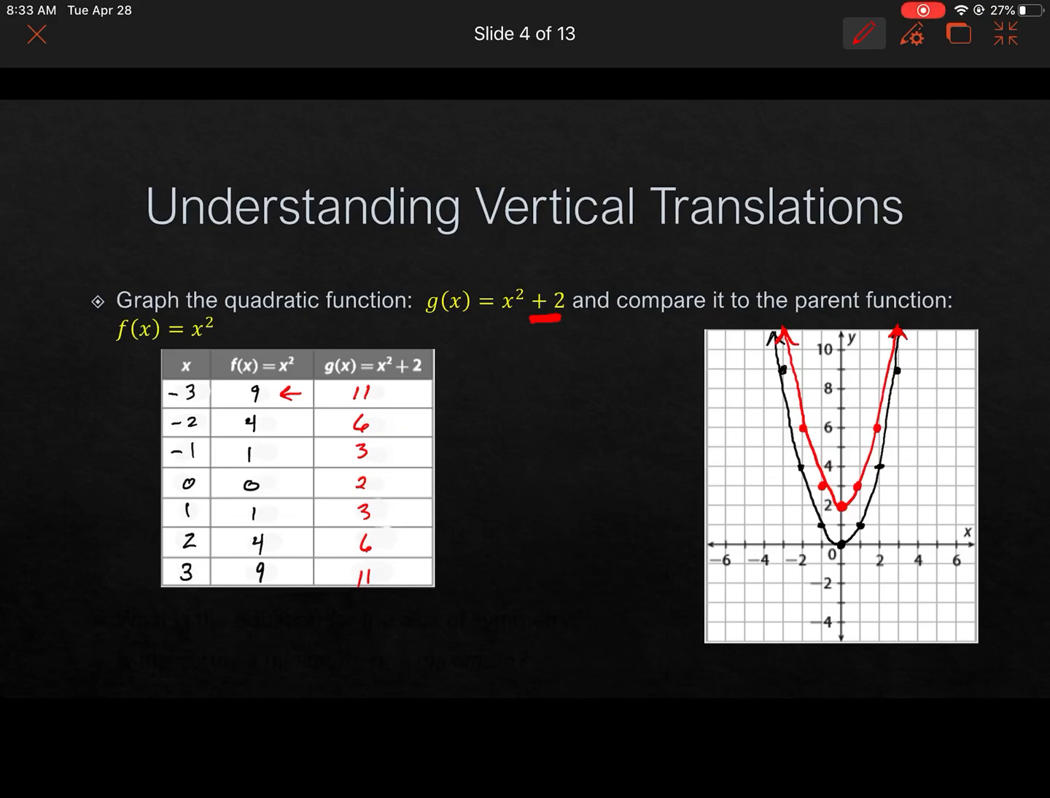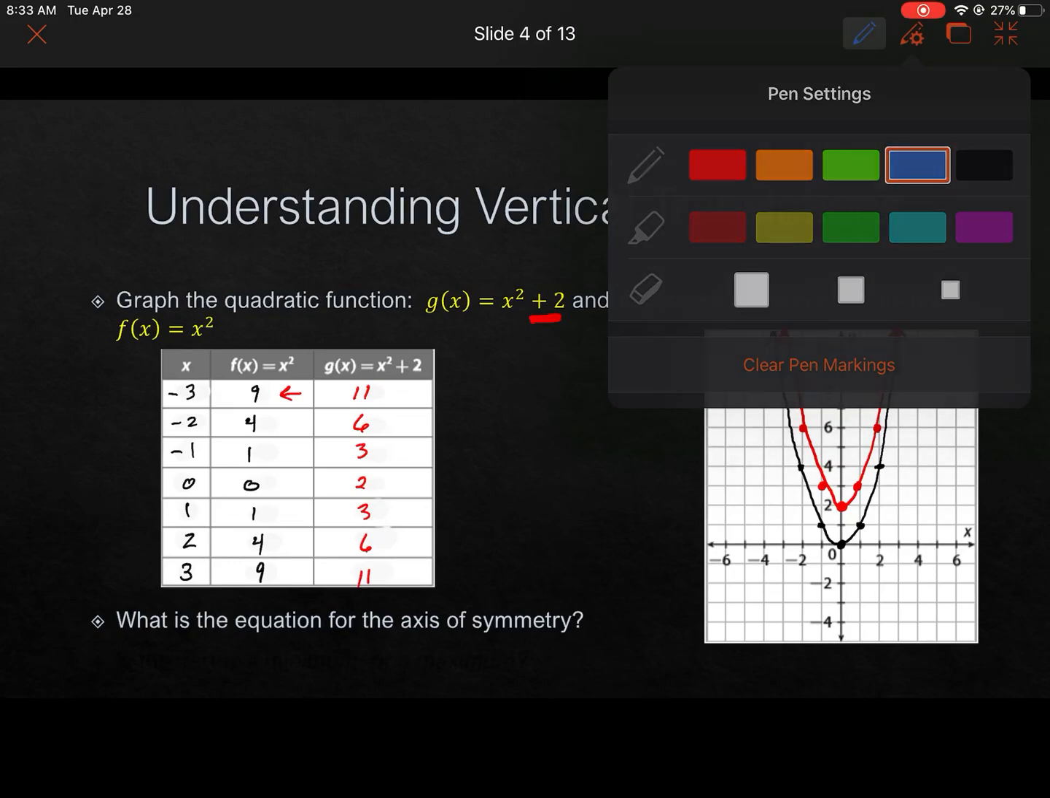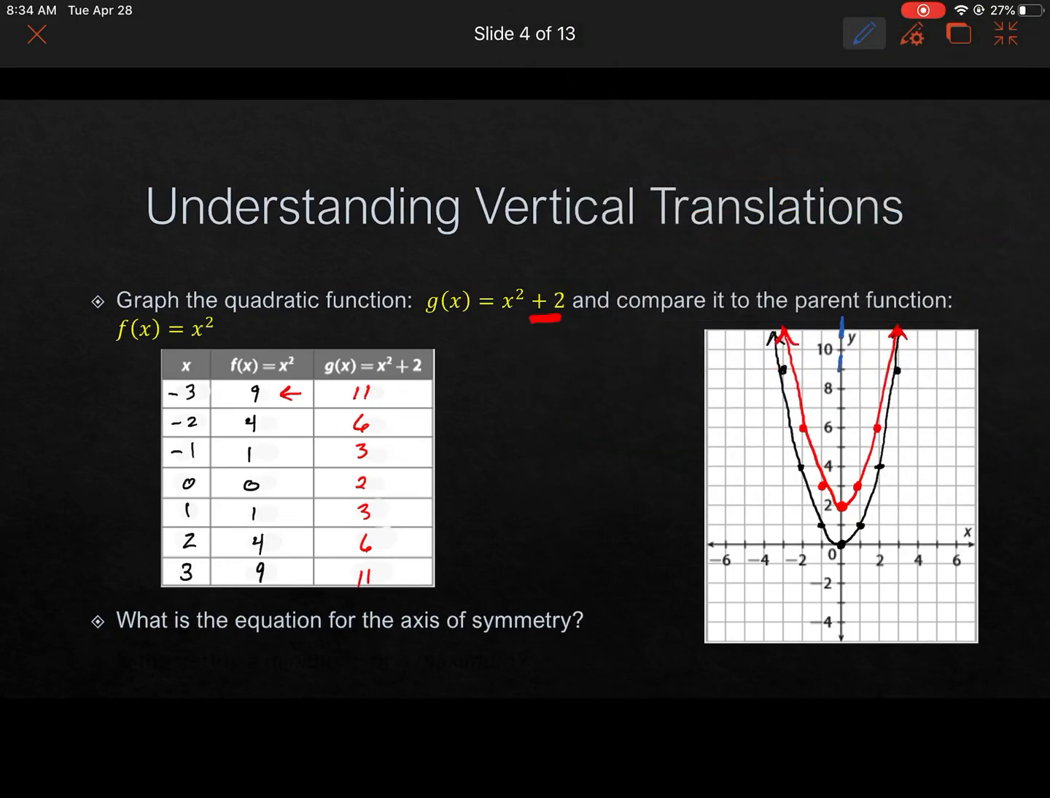So vertical translations we've been working with. So let's talk about, oh, I forgot about this. What is the equation for the axis of symmetry? So remember, our axis of symmetry is this imaginary vertical line that passes through the vertex. And make a note for yourself, when I ask you this in the future, I do want the actual equation of that line. So in this case, because it's vertical, it's an x equals equation.